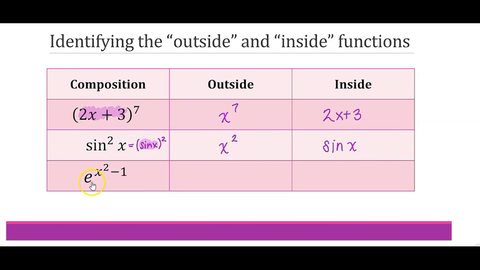And now finally we have e to the x squared minus 1. Now here the inside function is the part in the exponent of my exponential. So my inside is x squared minus 1, and it's inside of the function e raised to the power of x. So if we take our inside functions and put them into the x of our outside functions, we would obtain the composition.